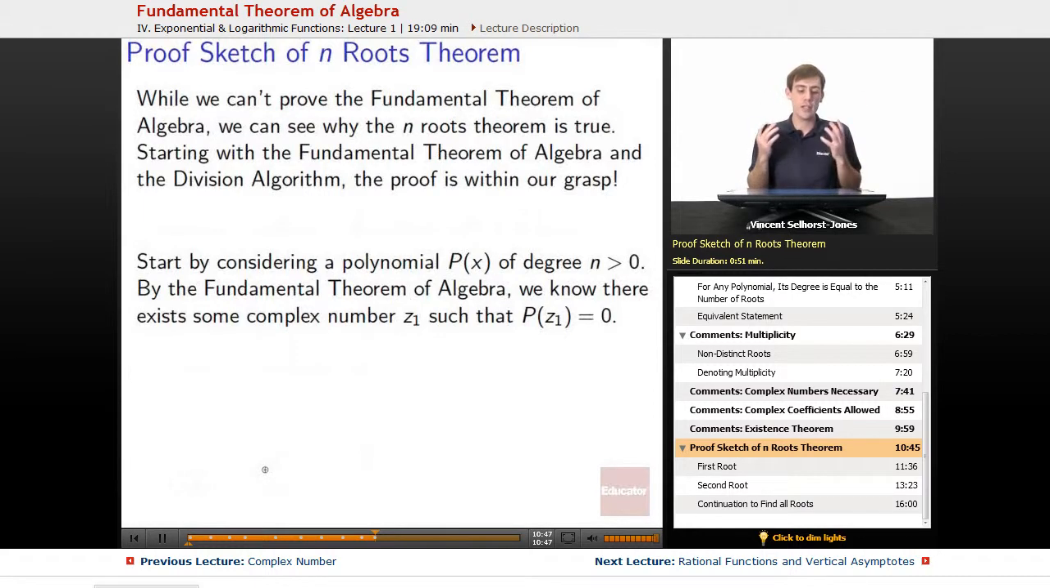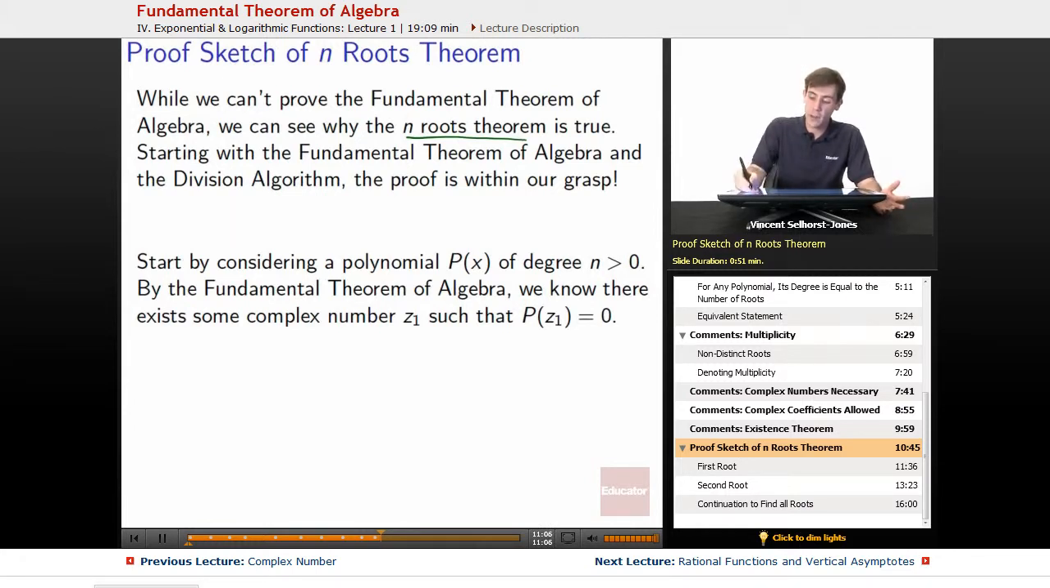All right, we can now actually see a proof sketch of how the n-roots theorem can be proven. The fundamental theorem of algebra, like I said, requires some pretty advanced, beefy mathematics. We won't be able to see it here, but we can understand how the n-roots theorem is being built out of the fundamental theorem of algebra.